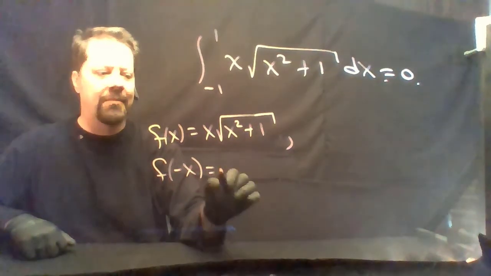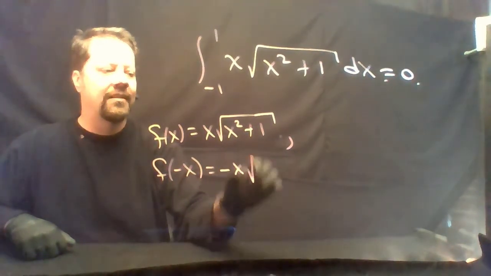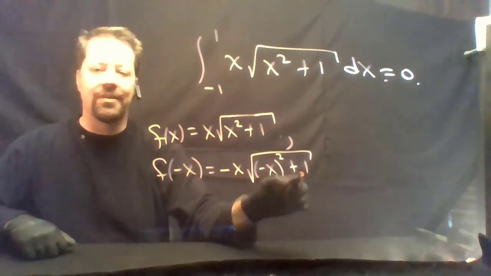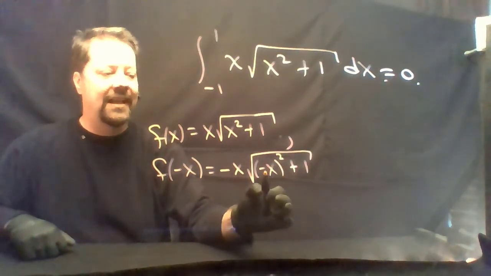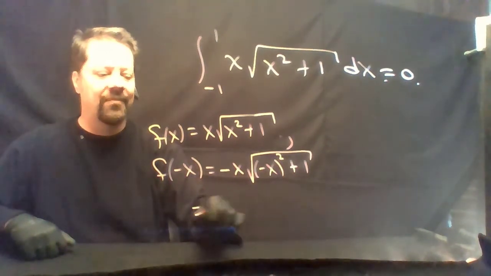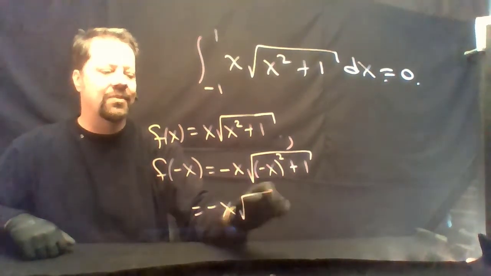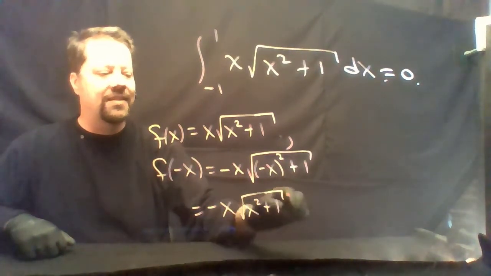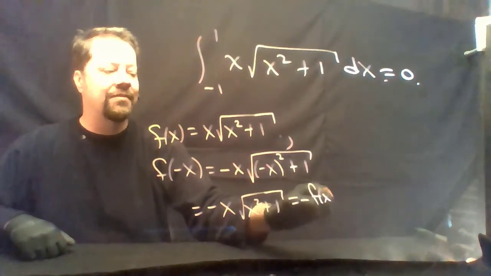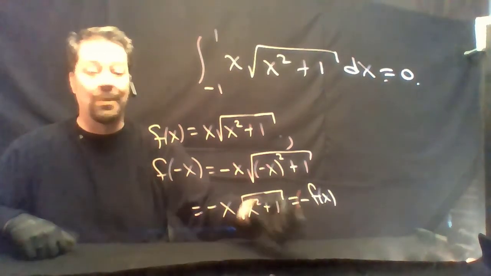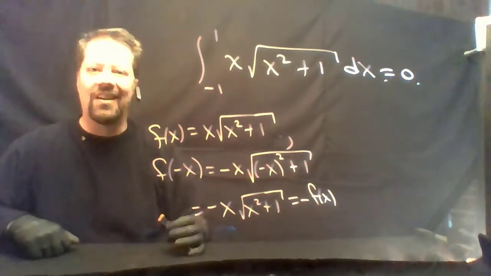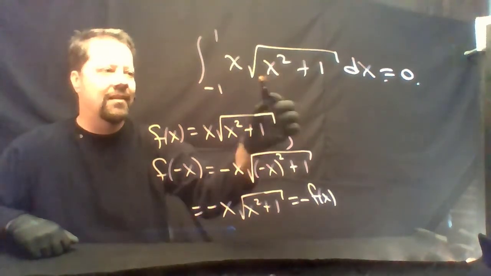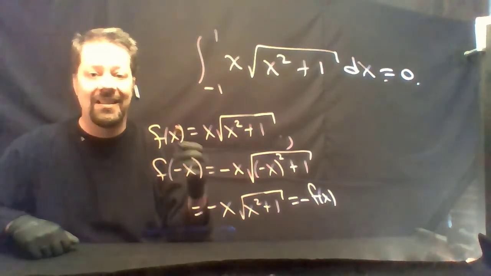Notice that we get a minus x in front, and then minus x squared plus 1 under the radical. The negative under the radical gets squared away. So we get negative x times the square root of x squared plus 1, which gives us the negative of the original function. Well, the negative pulled out. The integrand is odd. Actually, the first factor of the integrand is odd. The second factor of the integrand is even.